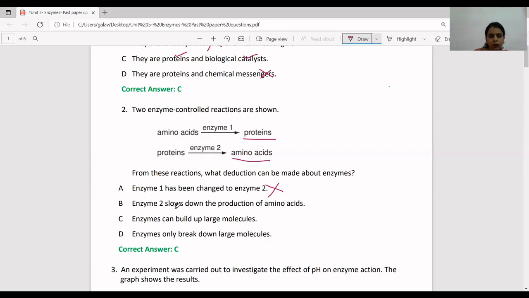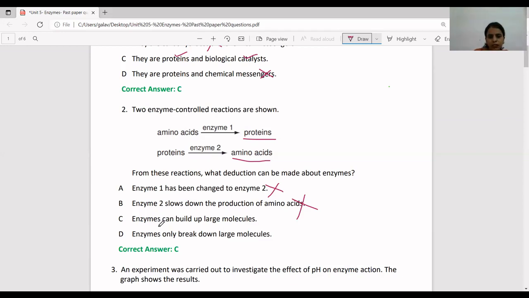Okay, then enzyme 2 slows down the production of amino acid. This option is also wrong because nowhere in this particular question is any data given which can show that enzyme 2 slows down the production of amino acids. Actually, enzymes always increase the rate of any chemical reaction. Fine, they never slow down. They can only increase the rate of chemical reaction.